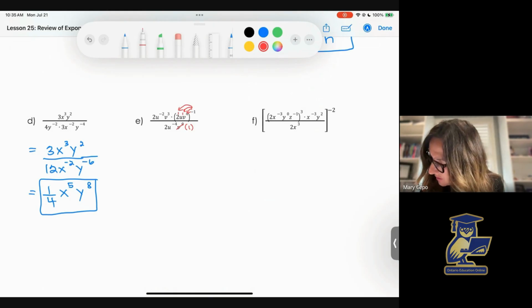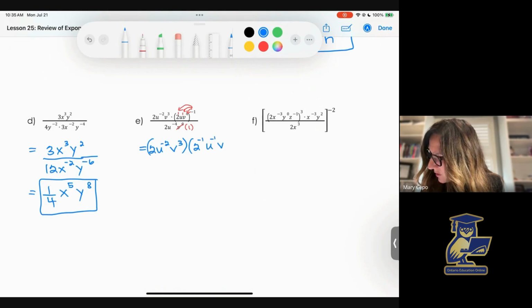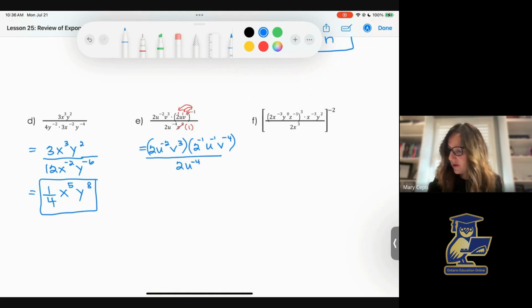Then we're going to keep 2u to the negative 2, v to the 3. This becomes, and I'm going to show multiplication by just giving those brackets, 2 to the power of negative 1, u to the power of negative 1, and v to the power of negative 4, all over 2u to the negative 4. Keeping in mind, if there's no exponent, we're going to put that in there, only because both of those bases are the same, 2 and 2.